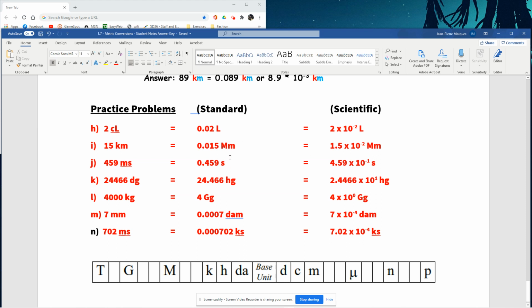And finally, over the exponential method, milli is 10 to the minus 3. Base is to the 0. Minus 3 minus 0 is just minus 3. That's 1 over 1,000. Or divide your number by 1,000, you get 0.459.